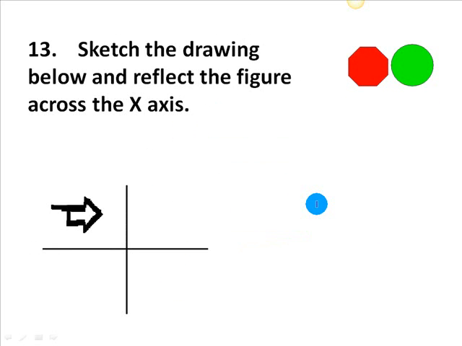Sketch the drawing below and reflect the figure across the x-axis. Click on the stop sign. All right, this is the x-axis, and a copy would look something like this. You notice that I have a little tail sticking out here on the top, and down here it's on the bottom because it's a reflection. It's as if this was a mirror.